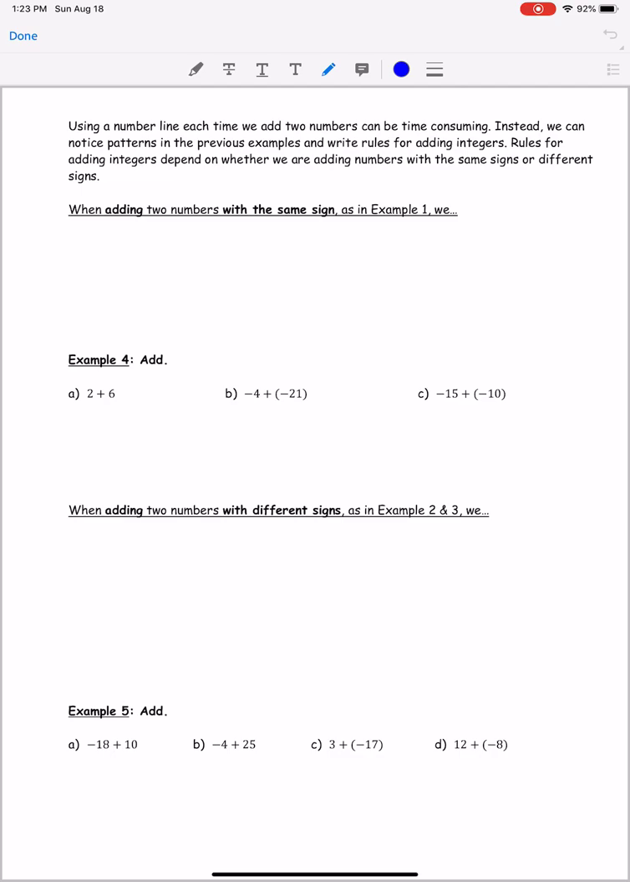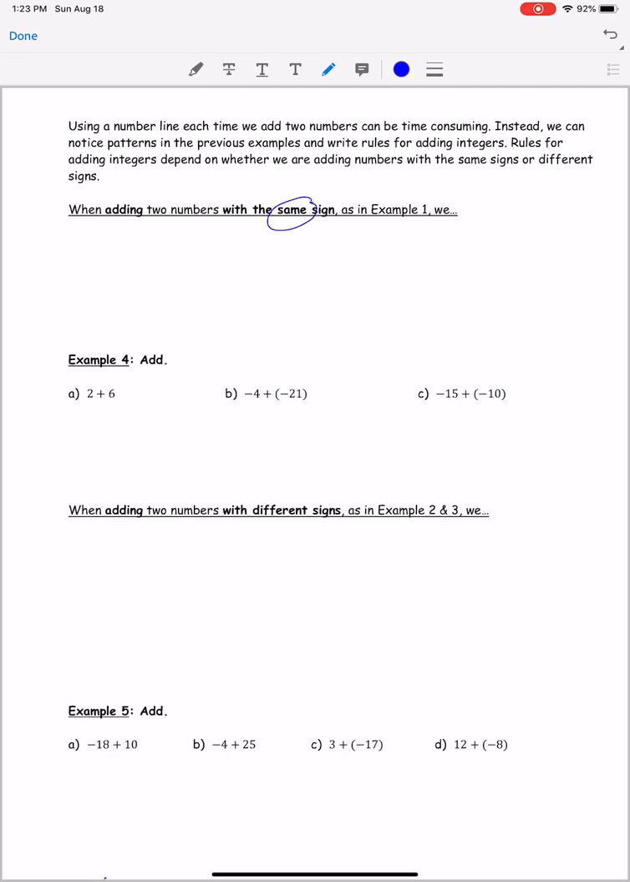It says using a number line each time we add 2 numbers can be time consuming. Instead, we can notice patterns in the previous examples and write rules for adding integers. Rules for adding integers depend on whether we are adding numbers with the same sign or a different sign. So we're going to start with adding 2 numbers with the same sign.